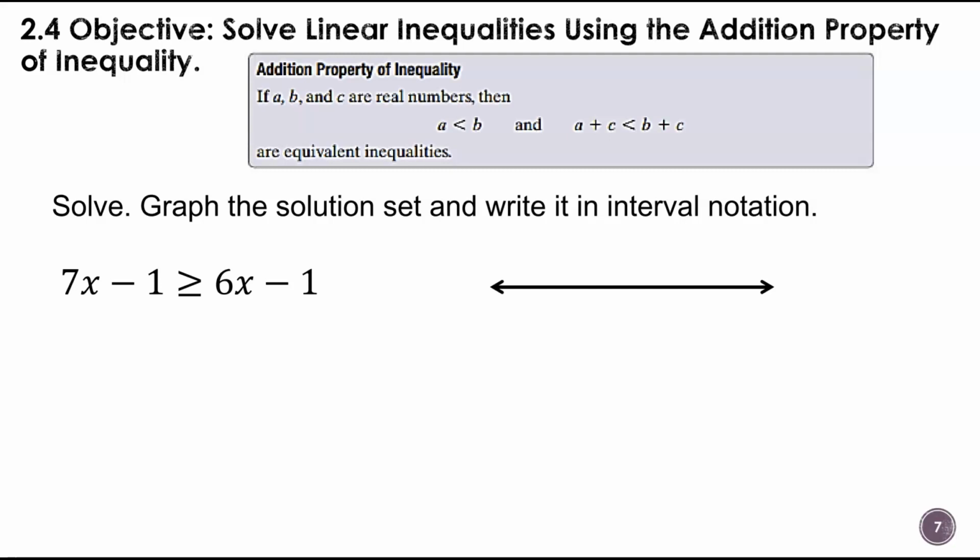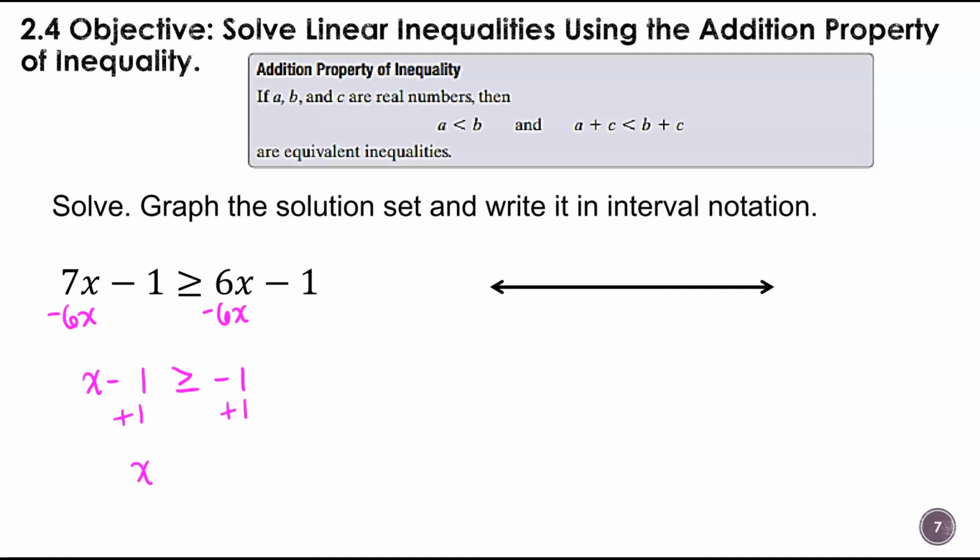Now, when I'm solving these, I want my x on the left because that makes the most sense when you are graphing or writing your interval notation. So I'm going to begin with subtracting 6x, and then I bring down what's left. All right, so then I'm solving for x, so I should have that as a 1, not as a 7. So now I have x minus 1 equals negative 1. I'm going to add 1 to both sides.